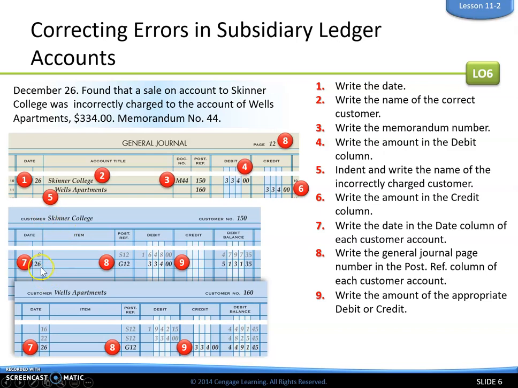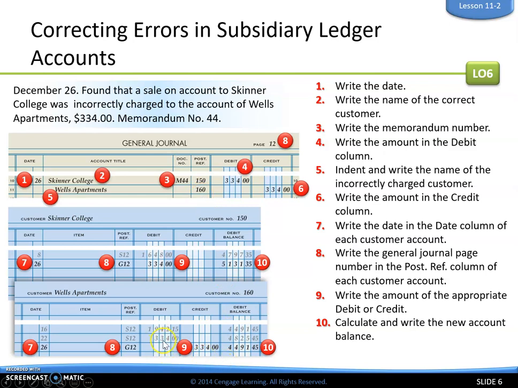So posting, we have our date, G12, General Journal, page 12. In this case, Skinner College has a debit of $334. We have a debit and a debit, so we're going to add to find our new balance. That account number then goes back up to our post reference. For Wells Apartment, we're going to put in the date, G12. Here we have a credit for $334. We have a debit and a credit, so we're going to subtract to find our new balance, and then that account number goes back up to the post reference.